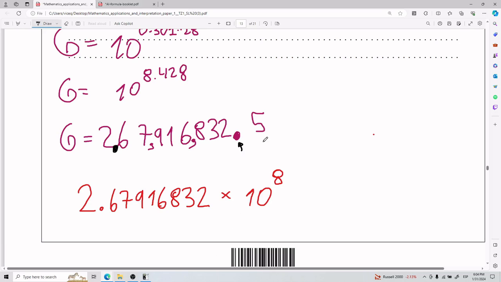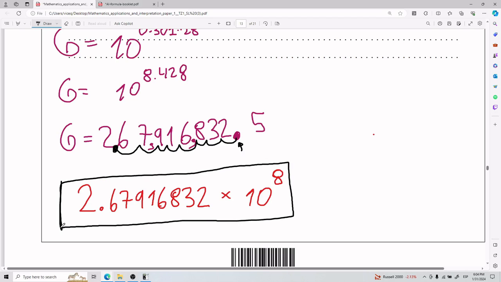So how did you reach 8? Well, I literally counted. 1, 2, 3, 4, 5, 6, 7, 8. And ladies and gentlemen, kapow! You now understand scientific notation. So that is the answer for part C.